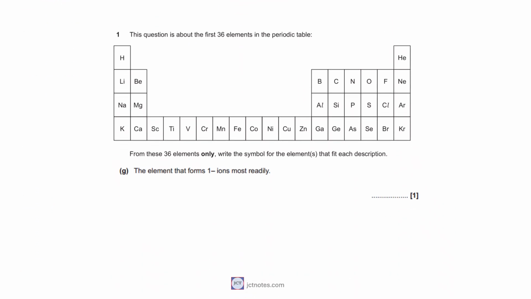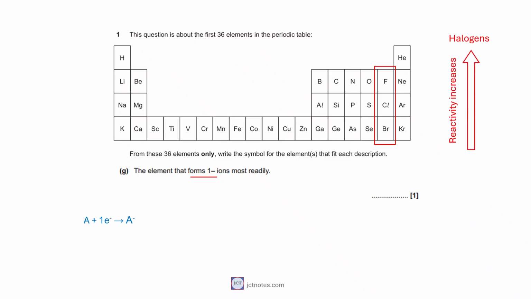In question G, we are asked for the element that forms 1- ions most readily. To form a 1- ion, the element needs to gain 1 electron. Halogens gain 1 electron easily to achieve a full outer shell. As the reactivity of the halogens increases as we move up the periodic table, fluorine is the most reactive of the group. Therefore, the answer is fluorine.